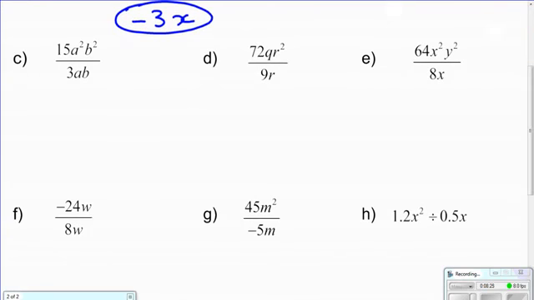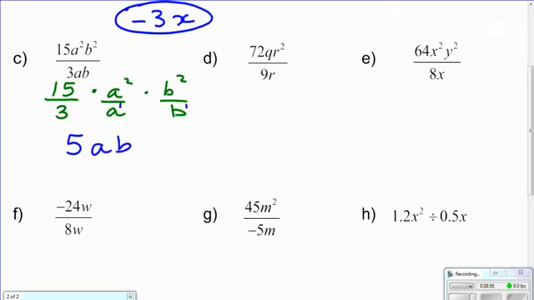Okay, looking at our next examples, I'm going to do the exact same thing. So 15 times a squared times b squared over 3ab. So we're putting the like terms together so that way we can simplify them. So again, 15 divided by 3 gives us 5. A squared divided by a to the 1 gives us a to the 1. B squared divided by b to the 1 gives us b to the 1 left.